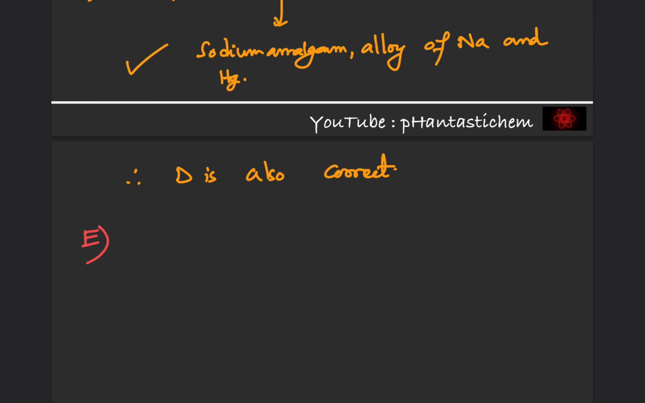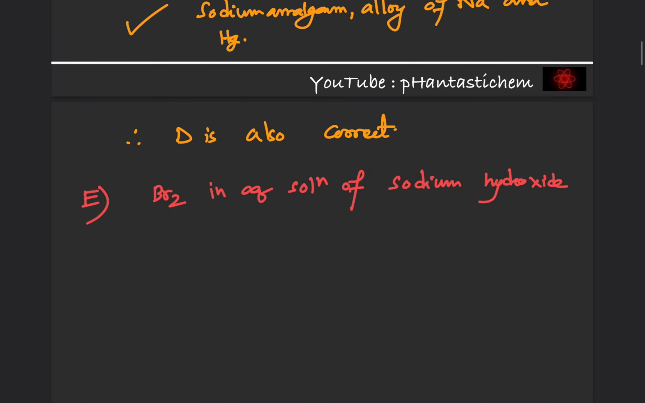Then we have E. Bromine in an aqueous solution of sodium hydroxide is used to convert amides into 1 degree amines. Very important. It is Br2 in aqueous solution of sodium hydroxide. So this is used to convert amides into 1 degree amines. So this is the famous Hofmann bromamide degradation reaction.